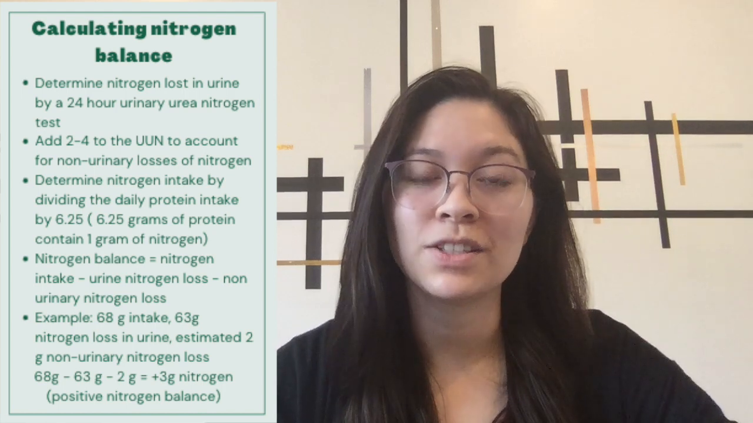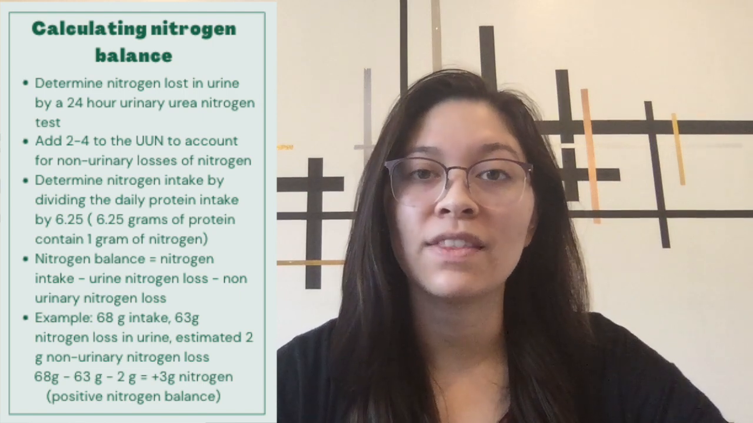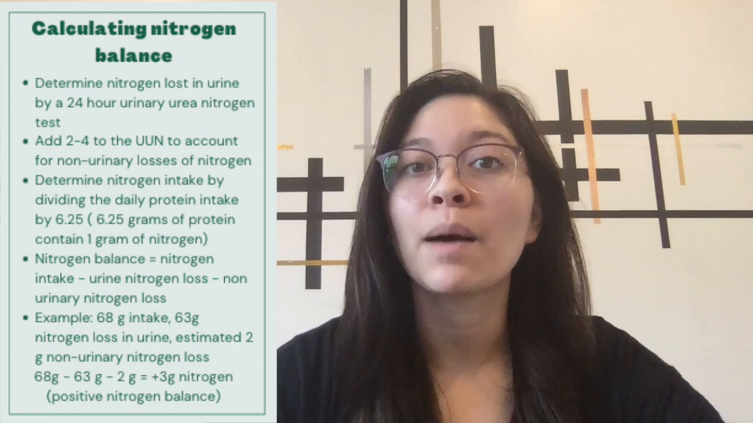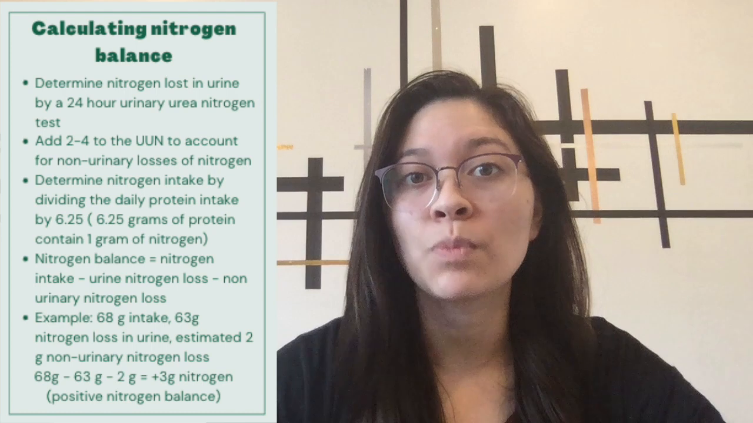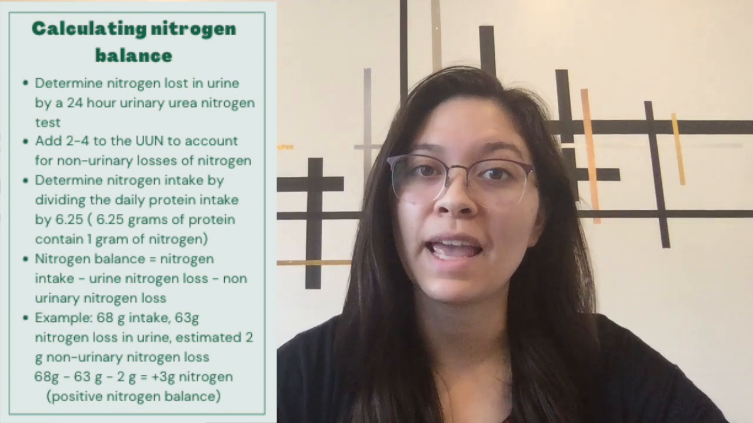The next thing we need to do is determine the nitrogen intake. We can do this by taking the quantity of protein that someone consumes during the day from counting up all the grams of protein within their diet and then dividing that by 6.25. This will get you the estimated nitrogen intake per day.